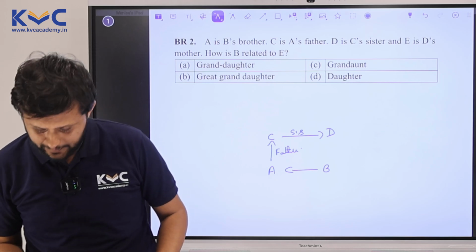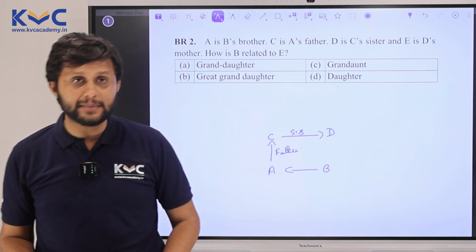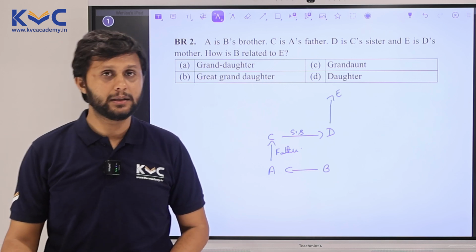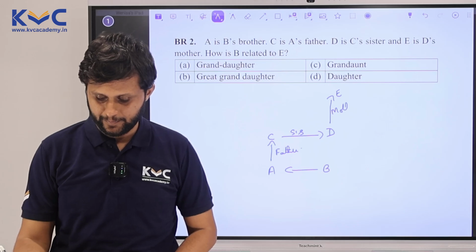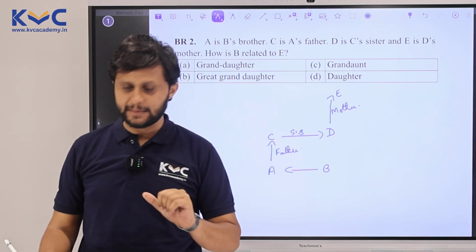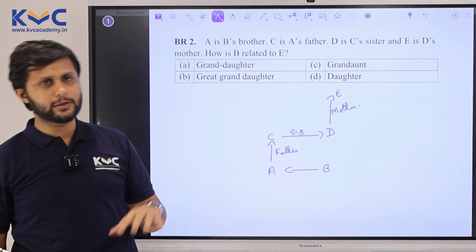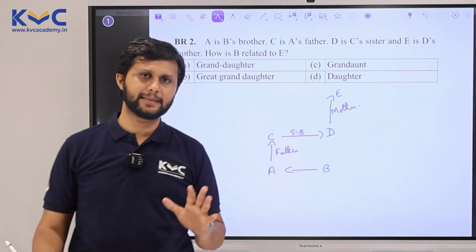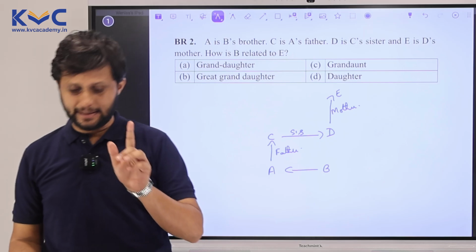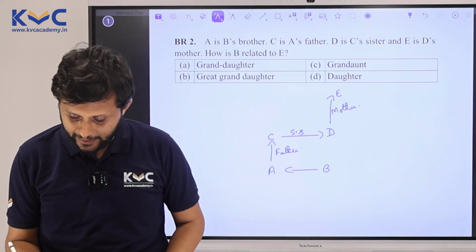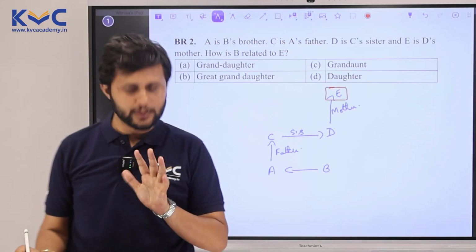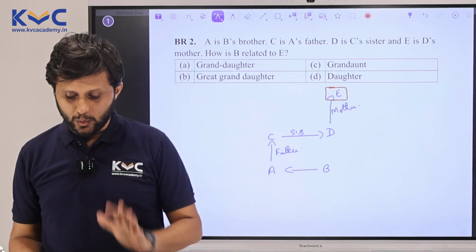The siblings. Okay. E is D's mother. We have E over here to be mother. Fine. So if E is mother of D, can we also conclude she's mother of C as well? Yes, we can do that. How is B related to E? So we have to see related to E. So I'll change to red this time. E is over here. From here we have to see where is B.